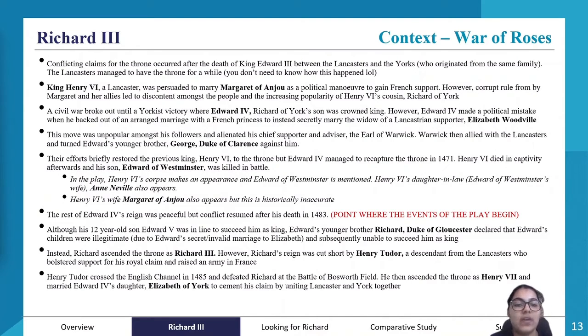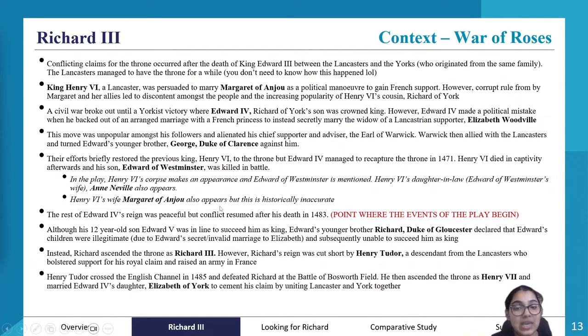And so this move was unpopular amongst his followers. It alienated his chief supporter and advisor, the Earl of Warwick. Warwick then allied with the Lancasters, and he turned Edward's younger brother George, Duke of Clarence, against him. So this is obviously not shown in the play, but we see George, Duke of Clarence. The efforts briefly restored the previous King Henry VI, but then Edward IV managed to recapture the throne. Henry VI died in captivity, and his son Edward of Westminster was killed in battle.